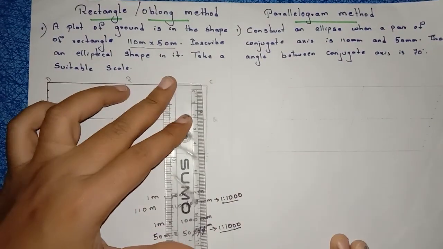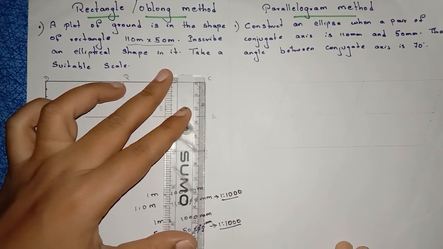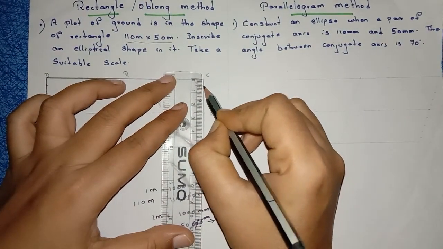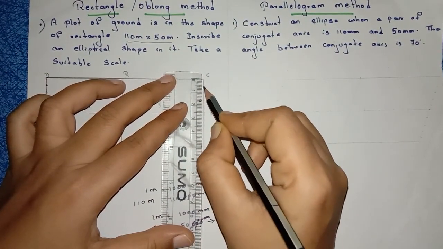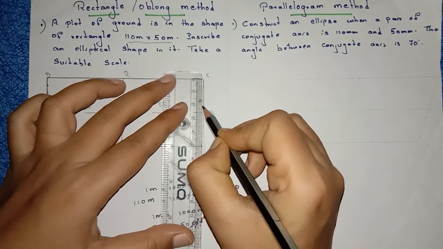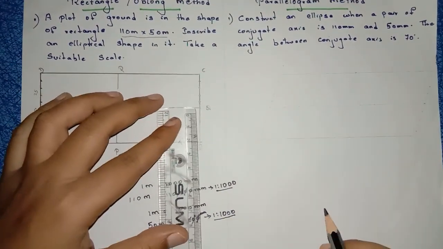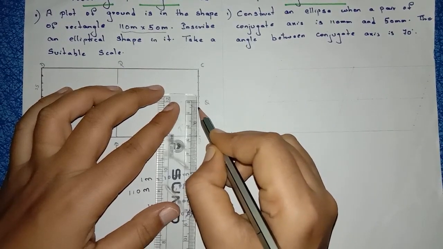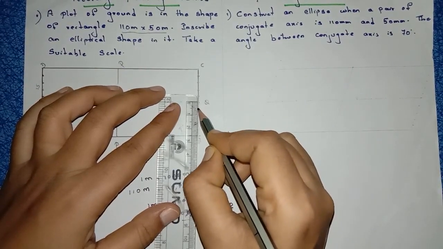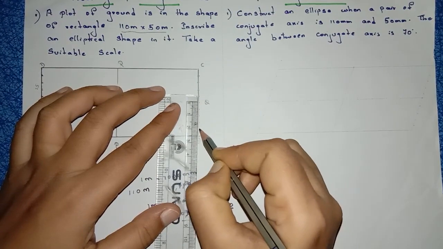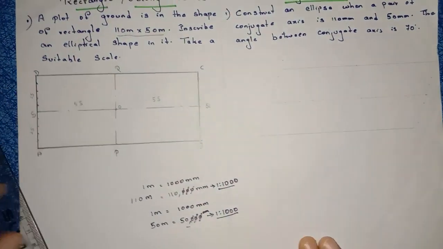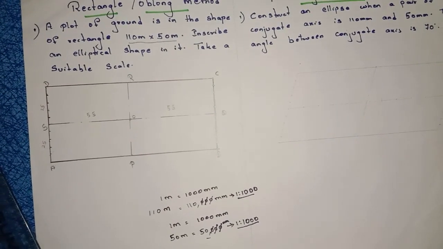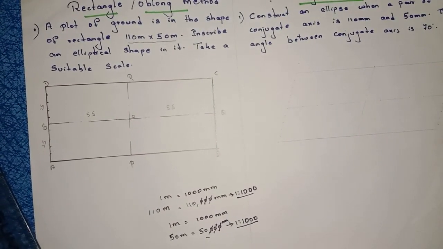Right, same here also. CQ length is 25. Now I am dividing this 25 into 5 equal parts. Each unit is here 5 mm. 0, 1, 2, 3, 4, 5. Here also BQ length is 25. Now I am dividing it into 5 equal parts. Each is 5 mm. 1, 2, 3, 4, 5. Right, so we are dividing all vertical lines into 5 equal parts here.